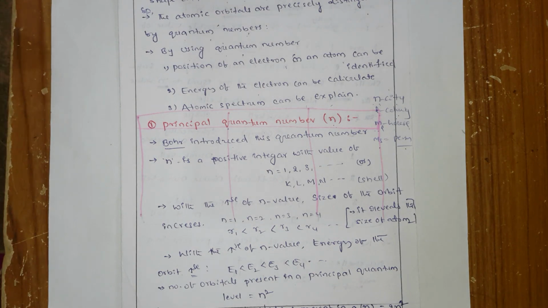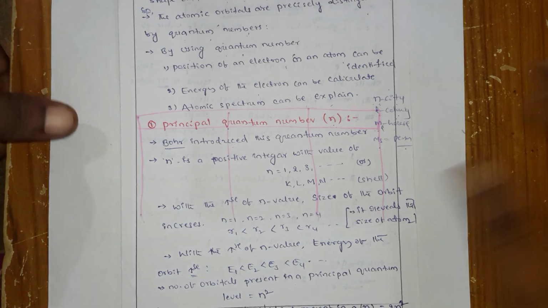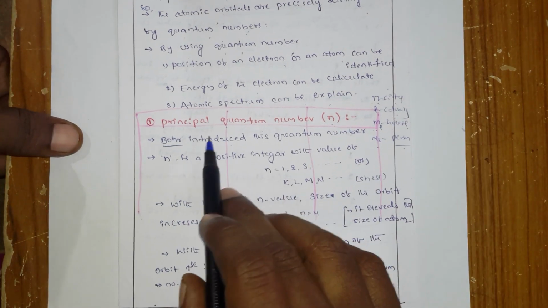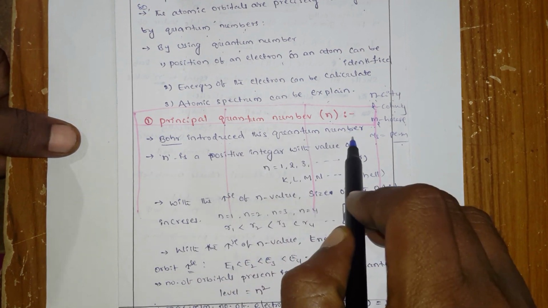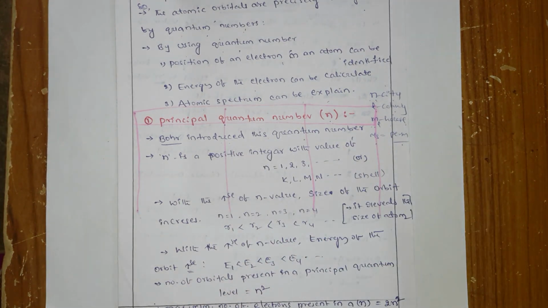So this is the first one. It is like our state. The principal quantum number is big. And what is the principal quantum number? Who proposed it? Bohr introduced this quantum number, the principal quantum number. Like in this country, Telangana is a state, so for that there is a quantum number, and for Maharashtra there is another quantum number.